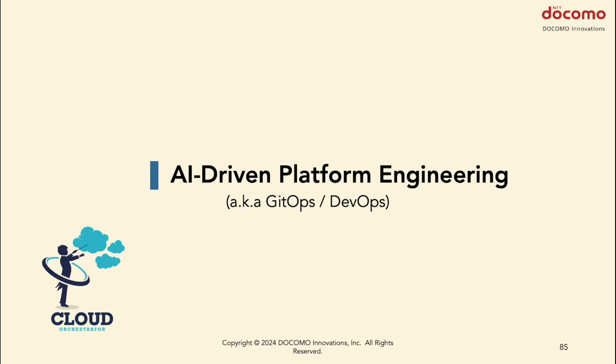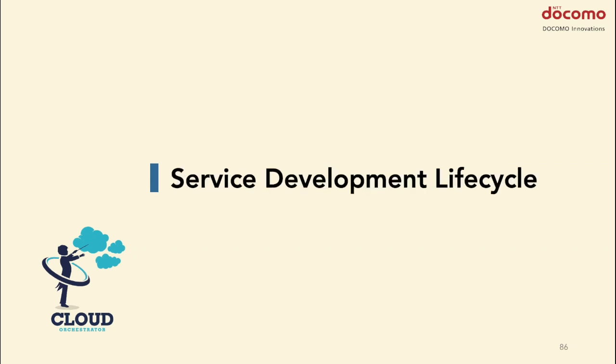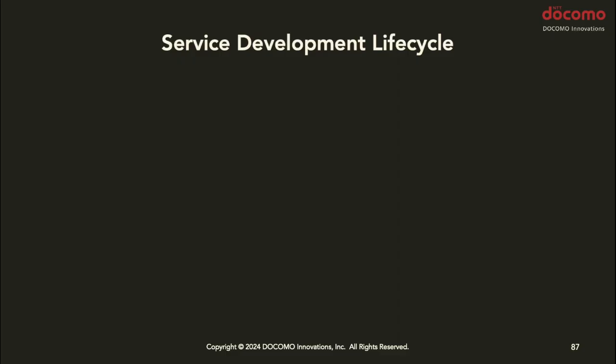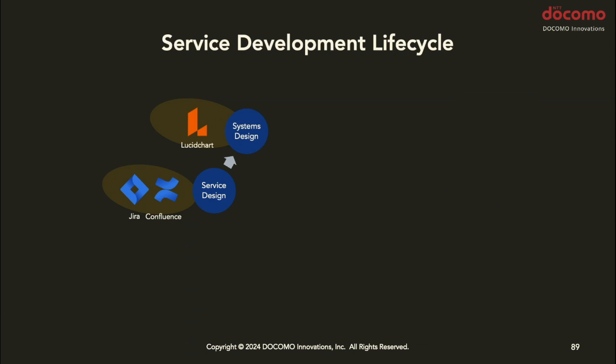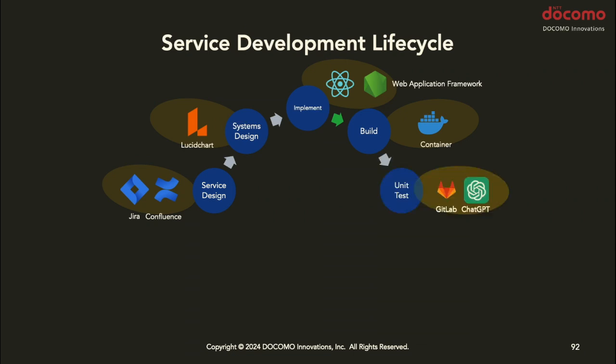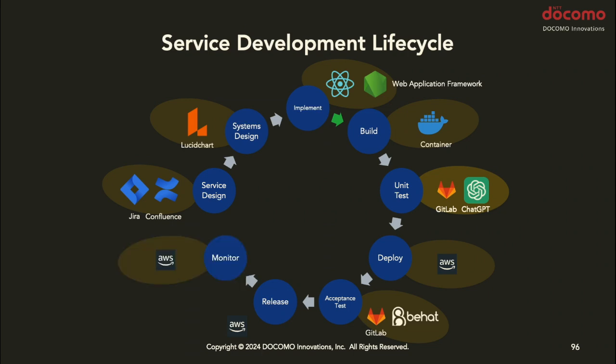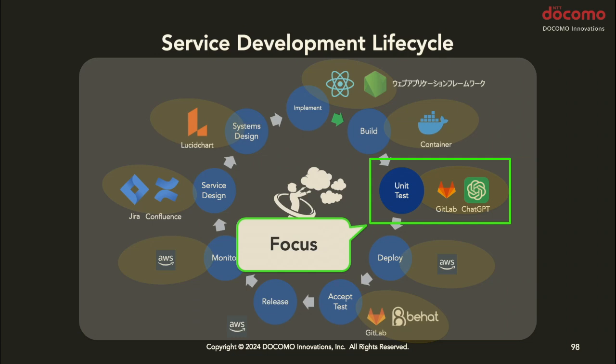Now I will introduce our initiative titled Docomo AI-driven platform engineering, which focuses on integrating ChatGPT into GitOps. First, let's discuss the service development life cycle. Here is the typical service development life cycle, starting from service design, systems design, implementation, build, unit test, deploy, acceptance test, release, and monitor. We will incorporate code review by ChatGPT into our unit testing to automate the process.